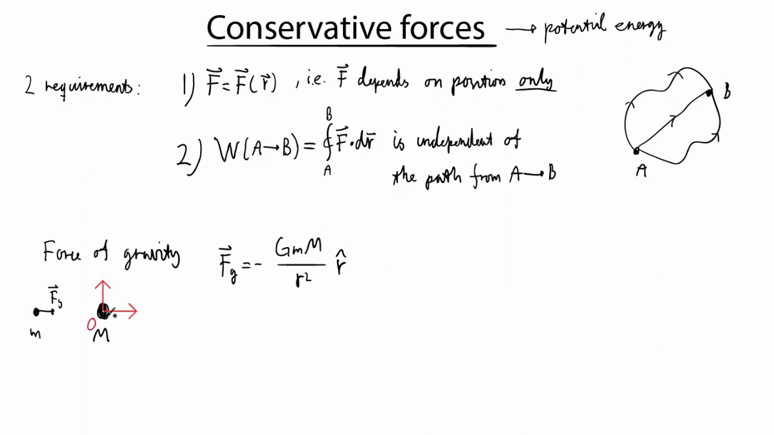So here's the origin at mass m. That means that r hat is going to be pointing away from this mass m, so we get a minus r hat on this force acting towards the larger mass here, which might be the sun, and this might be the earth. Okay. But the important part for our purposes right now is that this force depends only on position, so it satisfies condition 1.